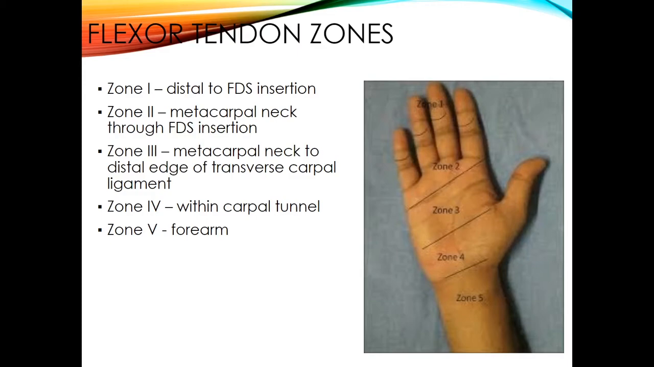Zone 3 is from the A1 pulley distally to the distal edge of the transverse carpal ligament. This is a difficult repair to do, not technically where you worry about the bulk and all that, but you do have the distal branches of the median nerve as well as the palmar arch in the way. So this dissection here has to be extremely meticulous. Zone 4 is within the carpal tunnel, and zone 5 is proximal to the proximal edge of the transverse carpal ligament.